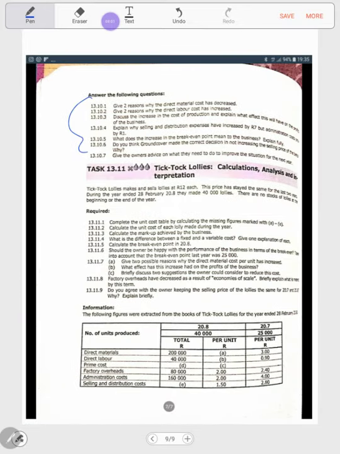Give 2 reasons why the direct labor cost has increased. Maybe they got another employee, another direct laborer, to work for them. Maybe they worked extra hours and so forth.